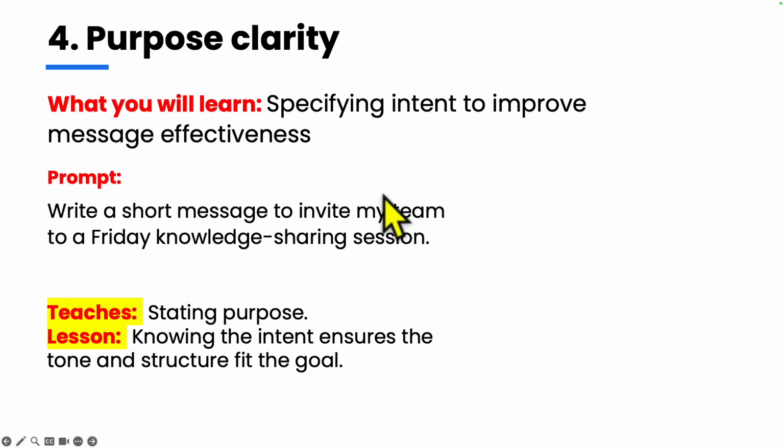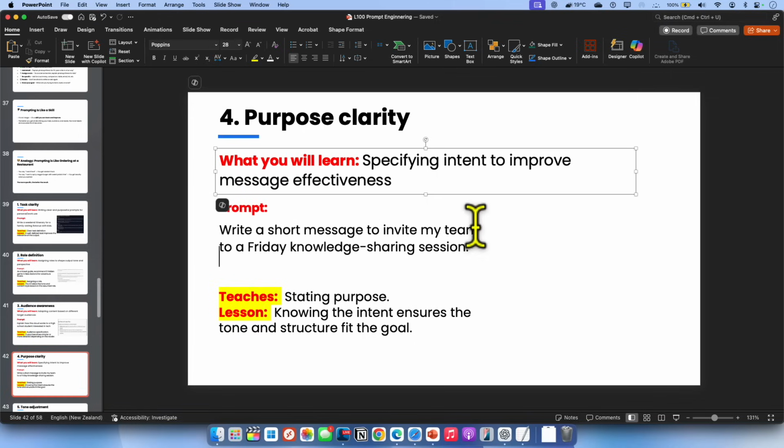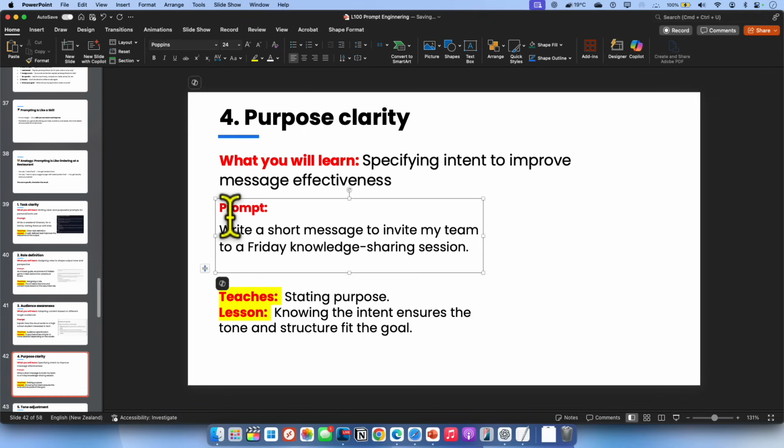The next element we are learning is purpose clarity. Here we are going to specify an intent to improve the message effectiveness. If you look at the prompt, it says: write a short message to invite my team to a Friday knowledge sharing session. Let's go ahead and copy the prompt. I can actually go and give more context to get a better result. I would consider this particular prompt vague because it doesn't have context on what my team is, what I do, and things like that.